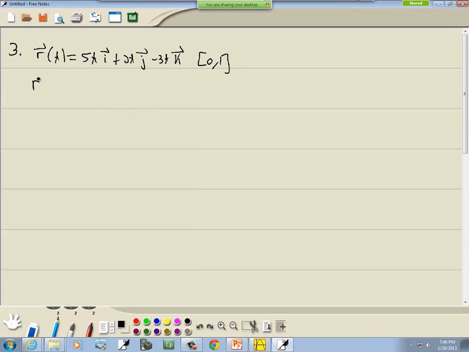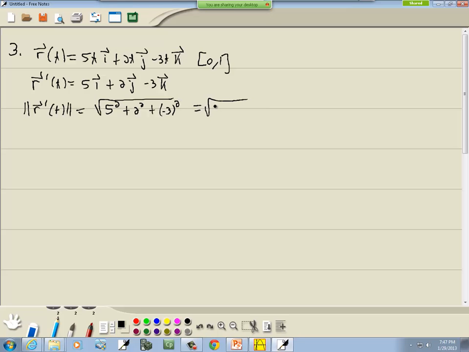So we need r prime. Well, the derivative of 5t is 5, so we've got 5i plus 2j minus 3k. And then we're going to find the magnitude of that, so we're going to have the square root, and then we'll square what's before i, j, and k, and add them together. So we've got 5 squared plus 2 squared plus negative 3 squared, which gives us 25 plus 4 plus 9, which gives us a square root of 38.